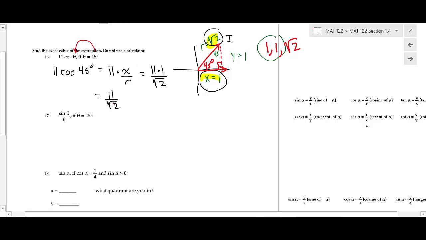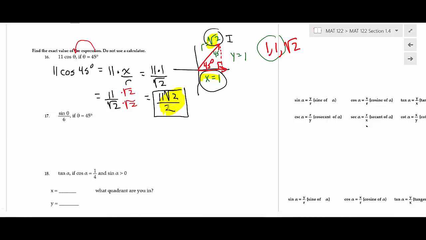Okay, now we're going to rationalize. So how do you rationalize this denominator? Yeah, you want to multiply by square root of 2. And when you do that, the numerator is 11 times square root of 2. The denominator is really square root of 4, or square root of 2 squared, so that's 2. So that would be the solution to that problem. That's just a review of right triangles and the definitions of trig functions now that we know them.